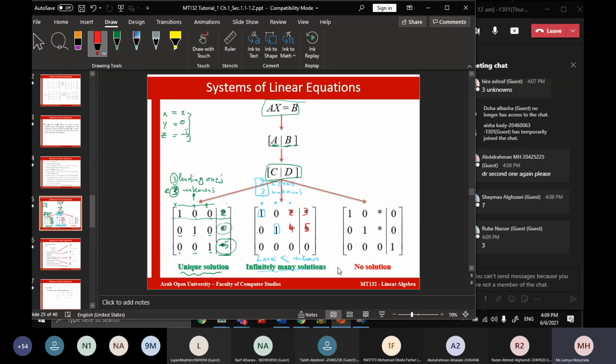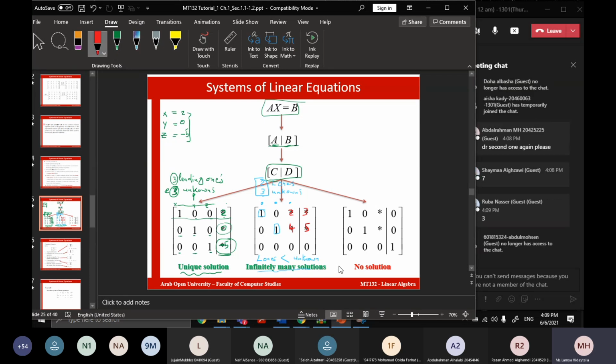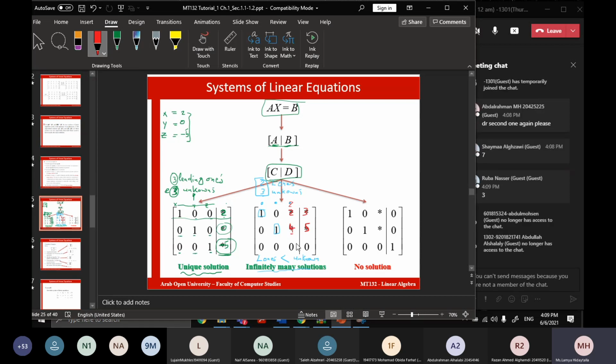Do you remember what we said before? We said if we have infinitely many solutions, we say the system is dependent. Actually, it will depend on the value of Z. Here there is no leading one, right? Take the column that has no leading one. This column has a leading one. Here, this column has no leading one. Correct? Okay. It corresponds to which variable? To Z.